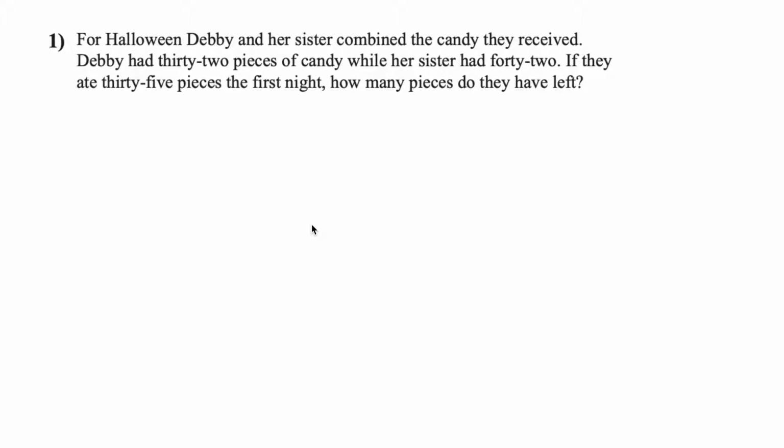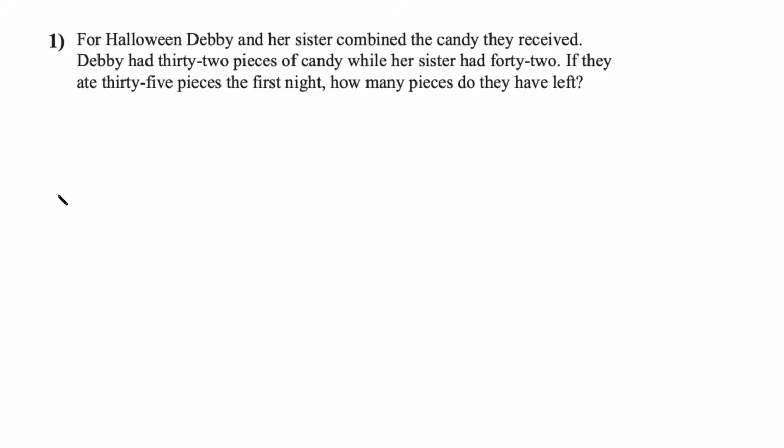For Halloween, Debbie and her sister combined the candy they received. Debbie had 32 pieces of candy, while her sister had 42. If they ate 35 pieces the first night, how many pieces do they have left? So, we are going to start with figuring out what sign we want to use for this first section. So we know it's multi-step, so we know we have to use 2 different signs. So for Halloween, Debbie and her sister combined the candy they received. Now, if we're combining, that means we're putting them together or we're adding. So we know we're going to have to use some addition in this problem.